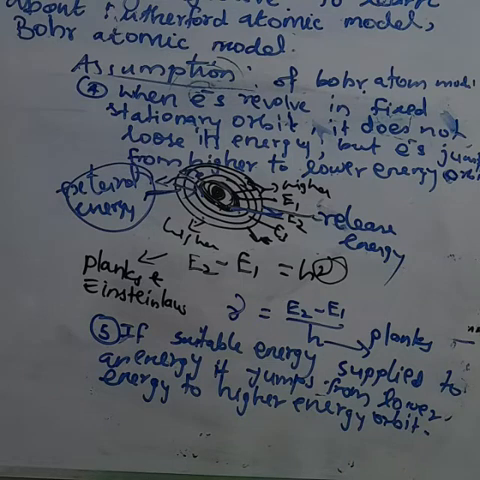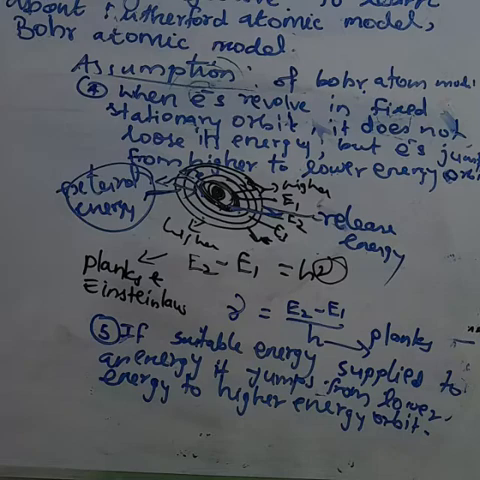And what is the fourth point? When an electron revolves in a fixed circular orbit, it does not lose its energy, but when an electron jumps from a higher energy state to a lower energy state, the energy is quantized. E2 minus E1 is equal to h nu. And the fifth point: if suitable energy is supplied to an electron, it jumps from a lower energy orbit to a higher energy orbit. Okay, understand, students?